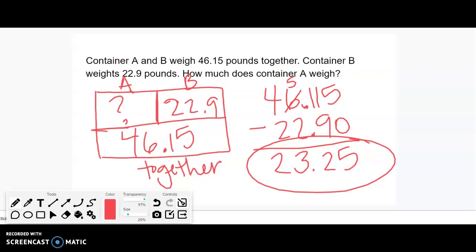23 and 25 hundredths pounds is container A, which makes sense because 22, almost 23, plus 23 is going to be about 46. That works. Okay? Again, let me know if you need help. You got this.